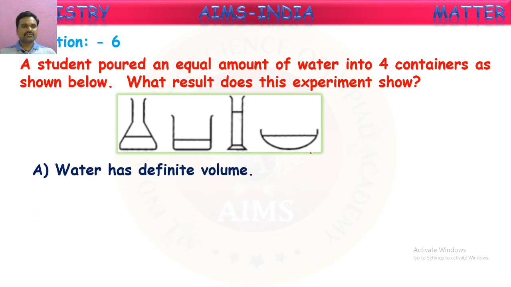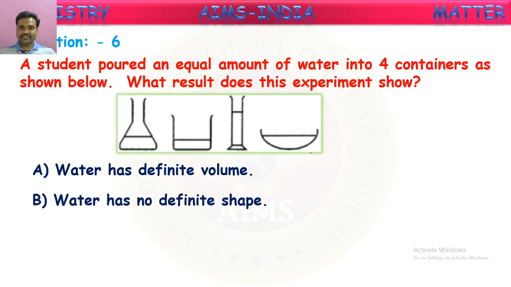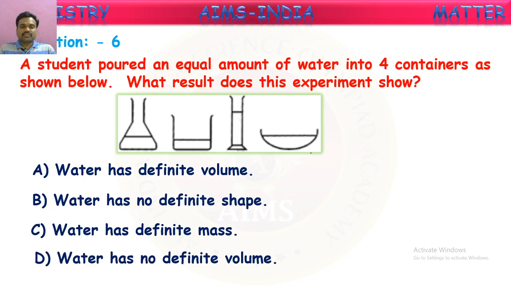See the options. Water has definite volume. Water has no definite shape. Water has definite mass. Water has no definite volume. So what is the correct result from this experiment? What is it, children? Yes. Yes, it is. Water has no definite shape.